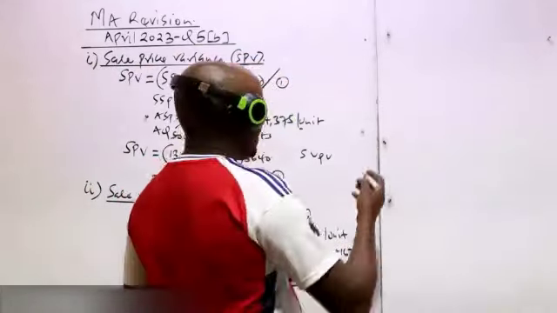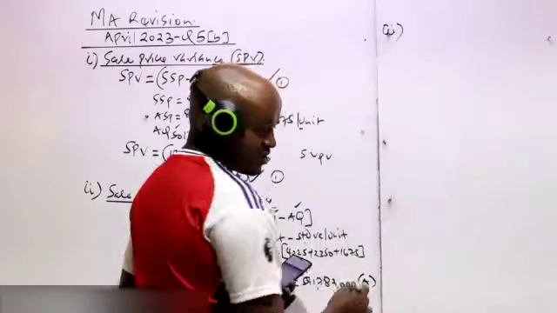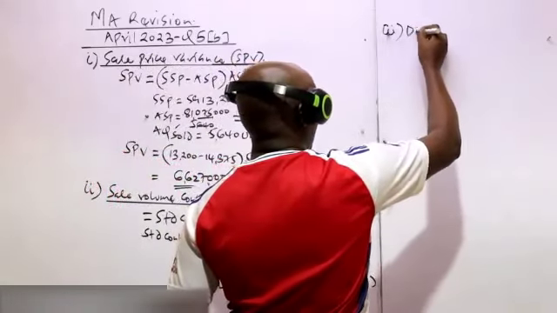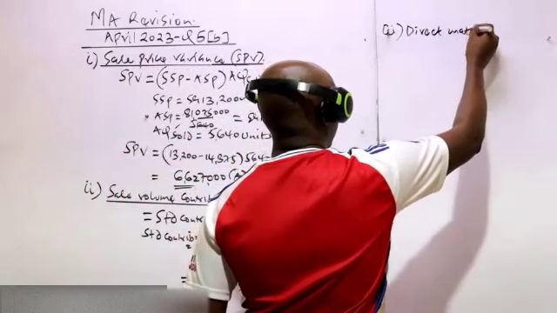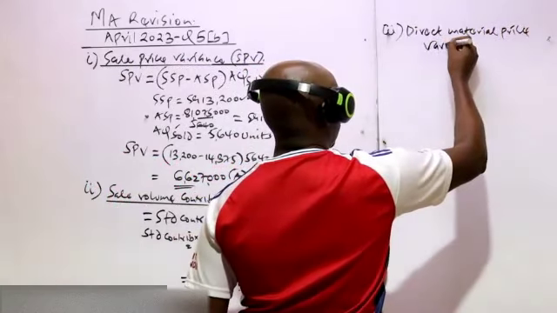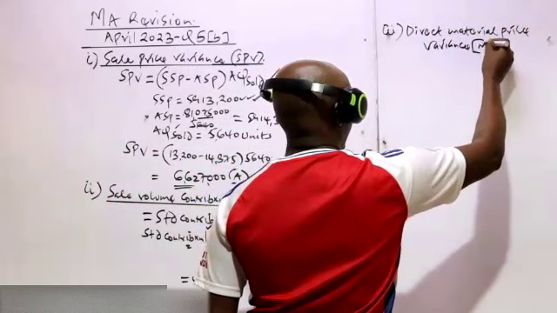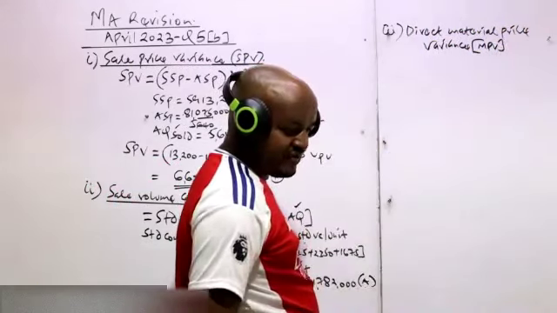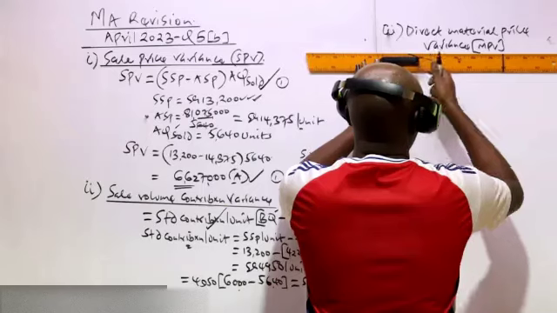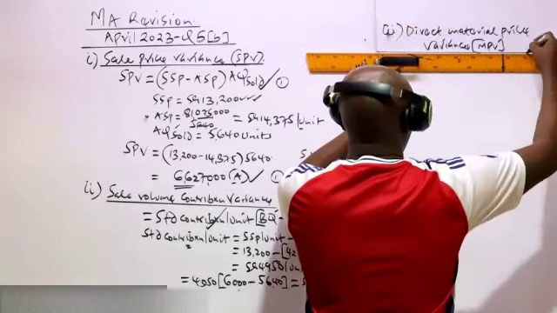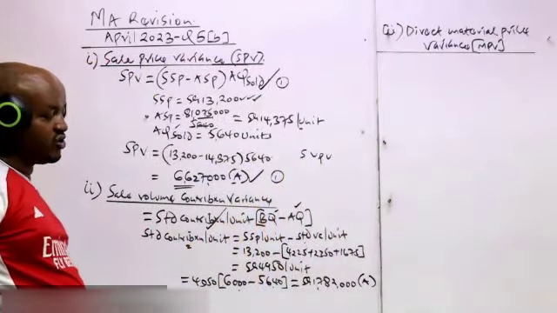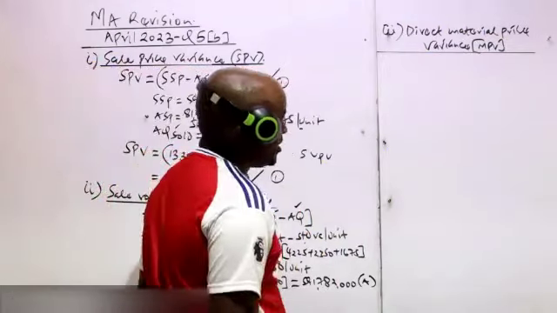That is the Roman 3. So in Roman 3, what are we required to do? We are required to compute the direct material price variance. This is what is abbreviated as MPV, the material price variance. So here now we are dealing with the materials. Remember, the first two variances were in relation to the finished product. So here we are dealing with the material.